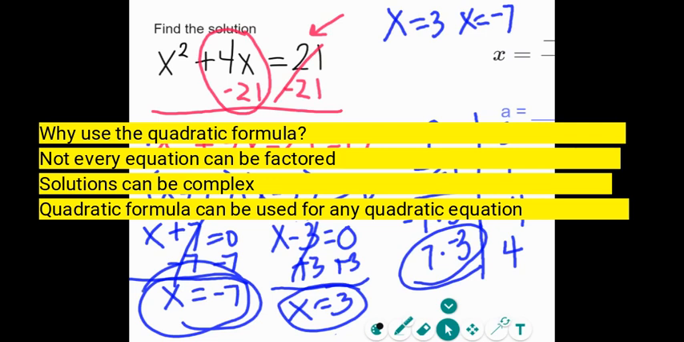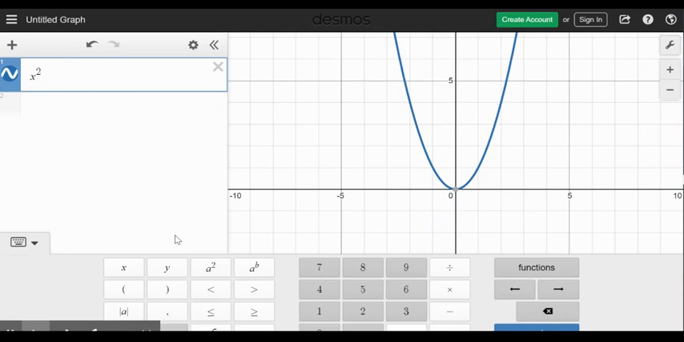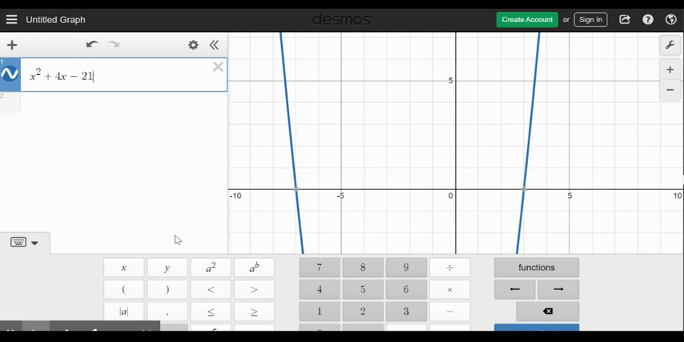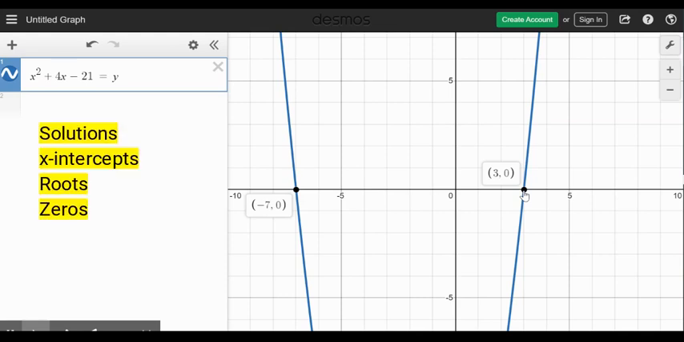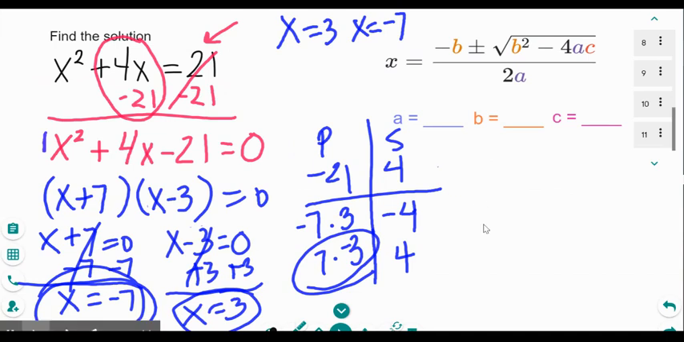So that's why. Now I'm going to quickly go to Desmos and type this equation in. x squared plus 4x minus 21. Remember, you're not writing equals 0, you're writing equals y. And when you take a look at the x-intercepts, you get negative 7 and 3. And once again, all these words are pretty much the same: solutions, x-intercepts, roots, and zeros. And notice, no matter whether we graphed it or whether we use factoring or whether we use the quadratic formula, we get the same answers, x equals 3 and x equals negative 7.